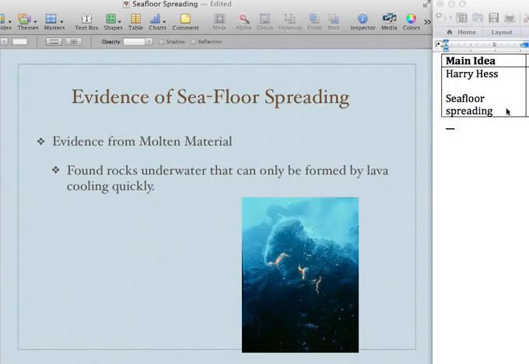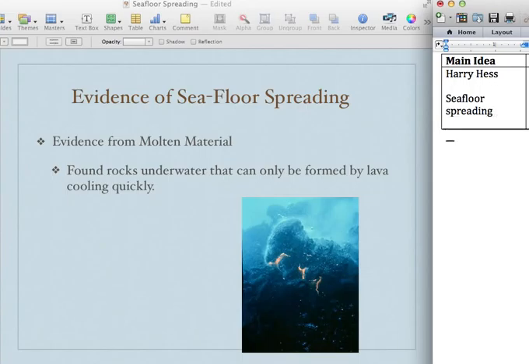First evidence was evidence of volcanic activity. He found rocks underwater that could only have formed from lava cooling. And so rather than just the goop that people expected to find on the seafloor, they found these hard volcanic rocks which formed when those volcanoes at the mid-ocean ridges erupted.